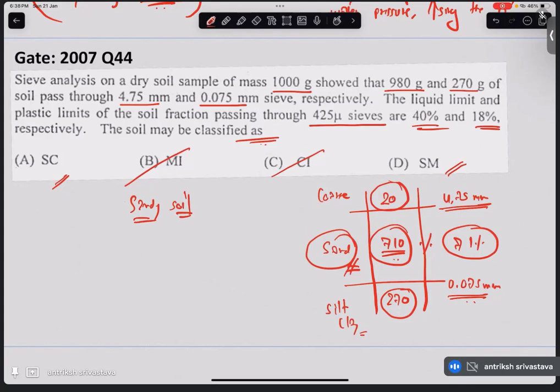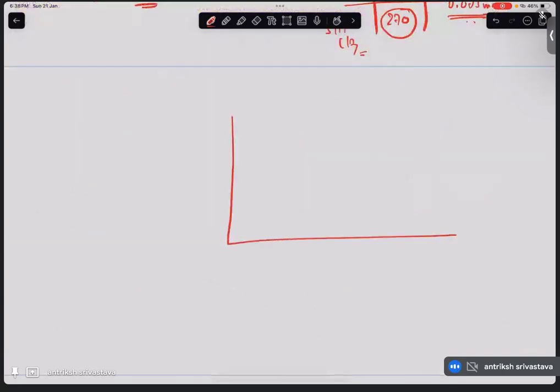For that we have to see, and they have nicely given us that they performed the liquid limit and plastic limit for the appropriate sample of the soil, and they got these particular values. So their plastic limit is 18% and their liquid limit is 40%. Now how do we go about determining whether this is clay soil or silty soil? We are going to use the chart, right? You remember this plasticity index and liquid limit chart?